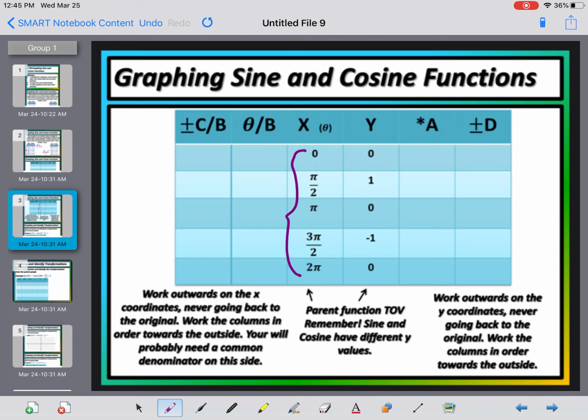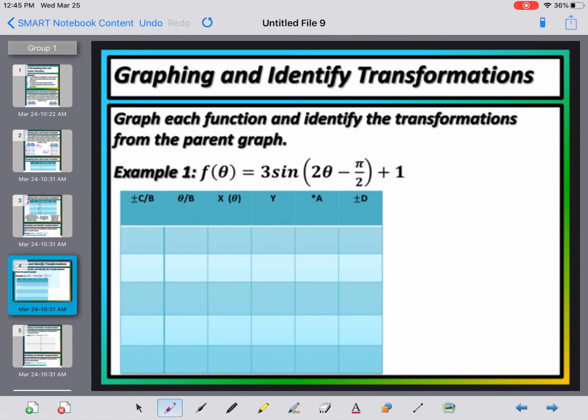On the x side, you're going to divide all of these values in the x column. You're going to first divide them by b. So that's what theta over b means. You divide 0, pi over 2, pi, you divide them all by whatever the b value in your equation is. And then your final column on this side is going to be to add or subtract your phase shift. So this is phase. In order to do that last column, you're first going to have to calculate your actual C over B. So this chart is going to make it very, very easy and streamlined to graph your functions.